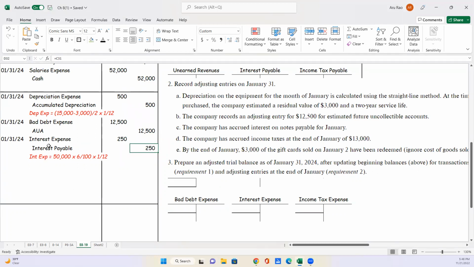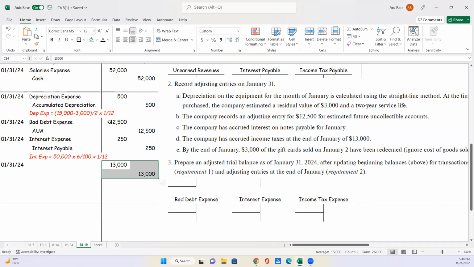50,000 times 6% times 1/12 gives me 250. That's the interest I'm accruing on the note. The fourth piece of information says the company has accrued interest income tax at the end of January for 13,000. So this information has been given to us. We just need to plug those numbers in.